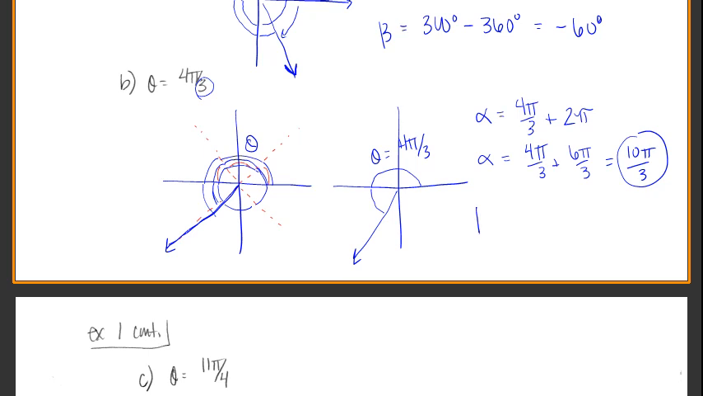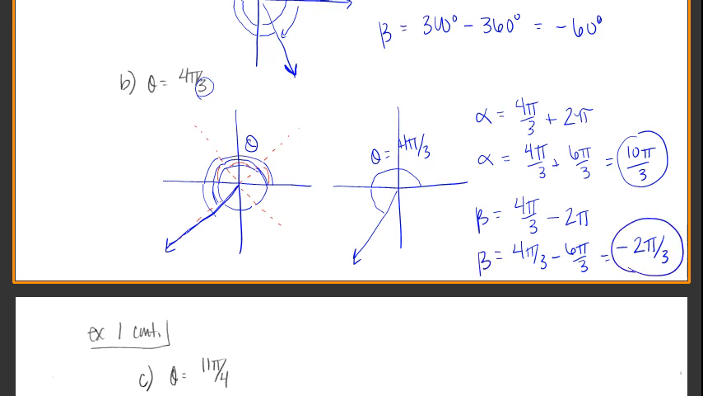Okay, and if we want to get one that's negative, I'm going to start out here with 4 pi over 3, our starting point, and I'm going to subtract 2 pi. Or 4 pi over 3 minus 6 pi over 3 is equal to negative 2 pi over 3. It is negative, so that is definitely a beta, because it tells us beta is going to be negative.